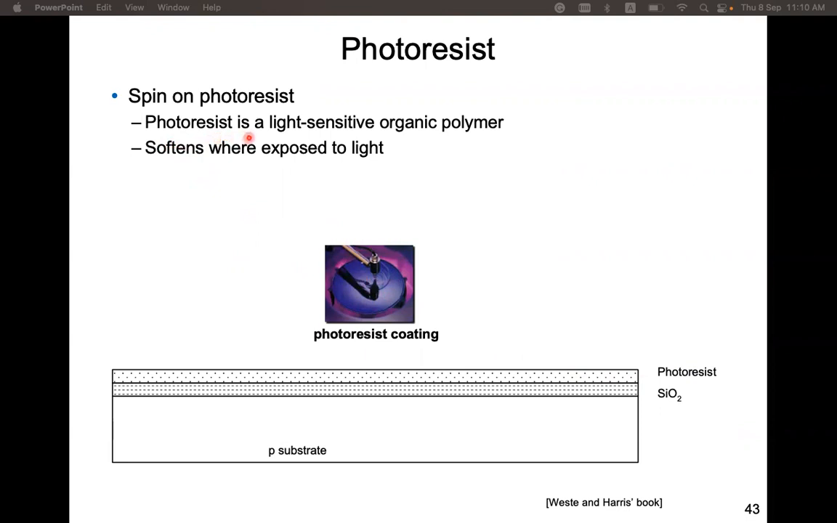The photoresist is an organic polymer material that is light sensitive. When exposed to light, it can become softened or hardened. There are 2 types of photoresist, either positive or negative. It's like the stone printing can be negative or positive. So for the positive photoresist, the region that is exposed to light is softened and it can be removed by using solvent.